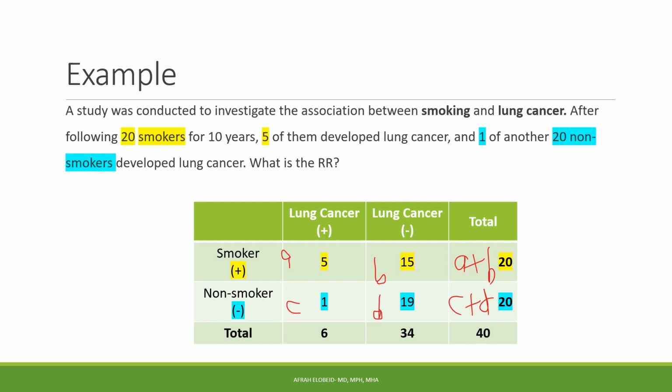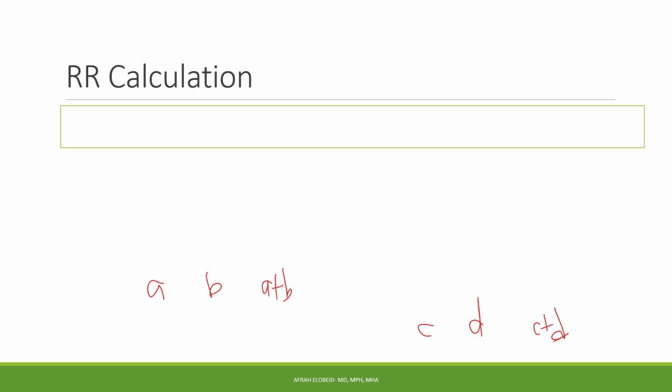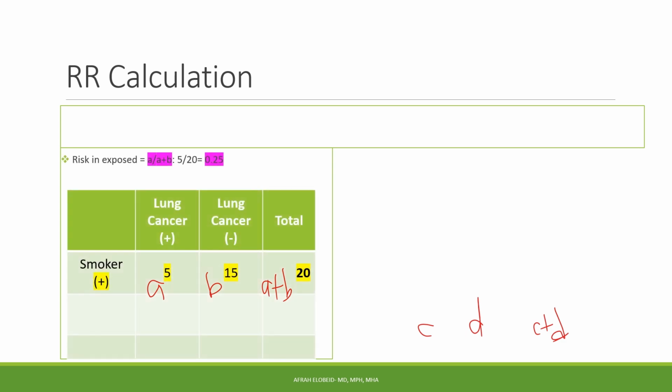And after you ensure that your calculation is correct and you fill the numbers correctly, the math is easy. Now let's do the math. Let's do the calculation. We will start with the risk in the exposed group. So I kept here in the 2 by 2 table only the smokers, only the exposed row, to make it easy to follow. So as we said, we divide A by A plus B, which is 5 divided by 20, which is 0.25. This is the risk in the exposed group.